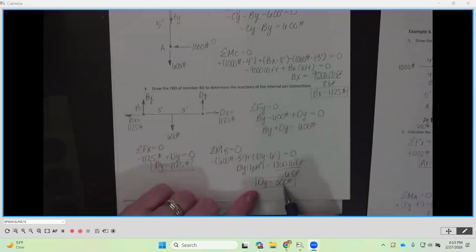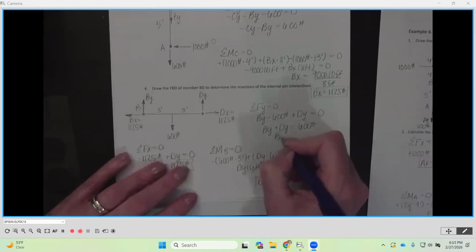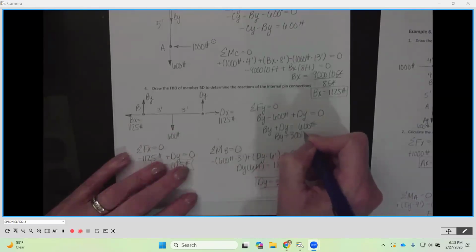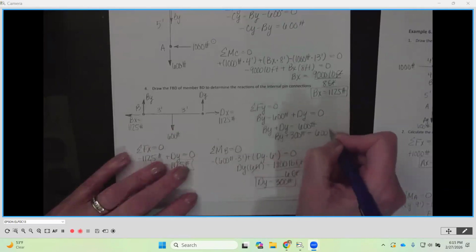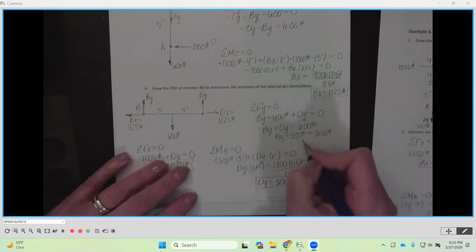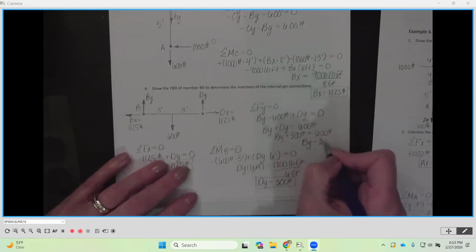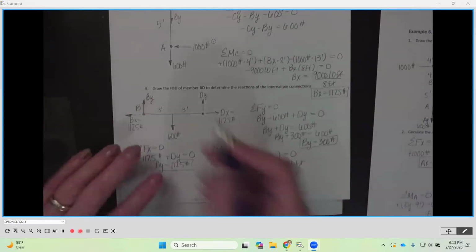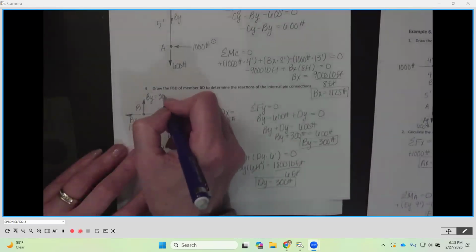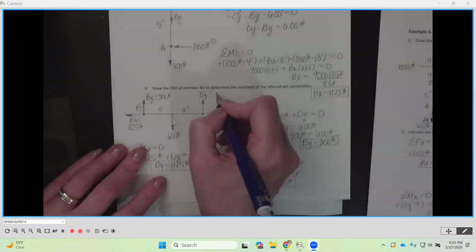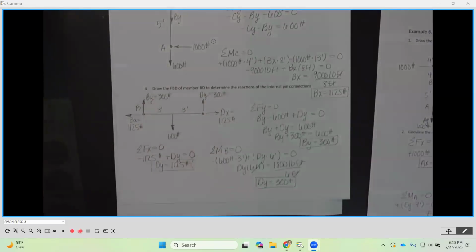Now that I know that DY is 300, I can put it up here. So this is going to be BY plus 300 is equal to 600. We're going to subtract it on both sides. So BY is going to be equal to 300 pounds. Again, a positive value, and it's going up. That means we assumed the correct direction. So both of those are 300.